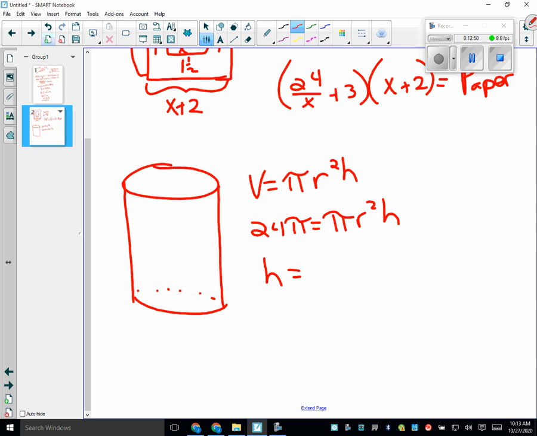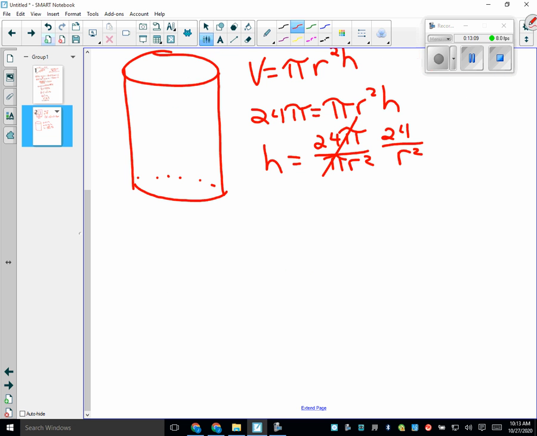Yes. Is h equal to 24 pi over pi r squared? Right? Yeah. So is h equal to 24 over r squared? Right? Now, how do I find the dimensions of this? It's open at the top. I don't even know.